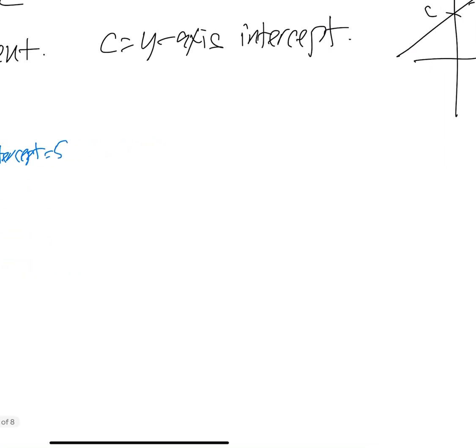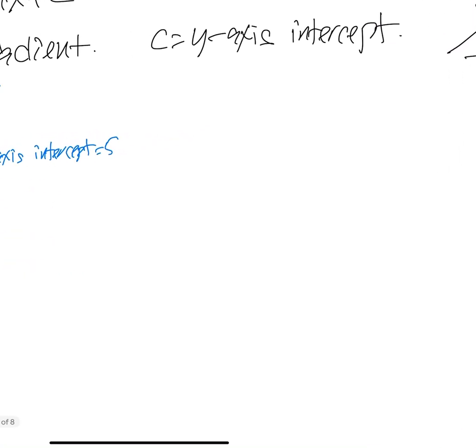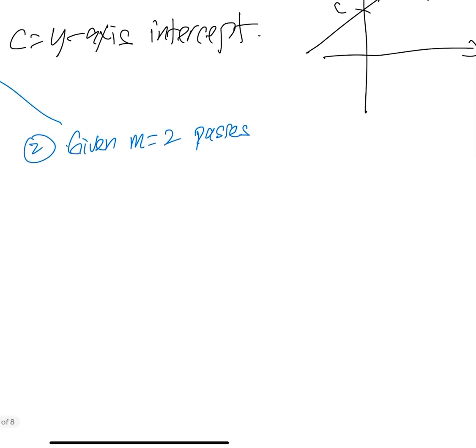Second condition, the second thing that they will tell you for a straight line: they will give you the gradient, that's it. If the question tells you that you're given a point with a gradient, let's say the gradient is 2, it passes through, let's say, the point (3, 7). Let's take a look.